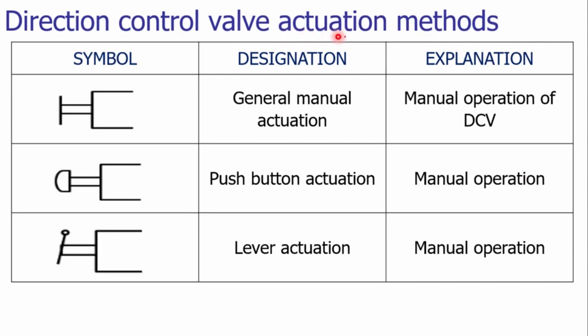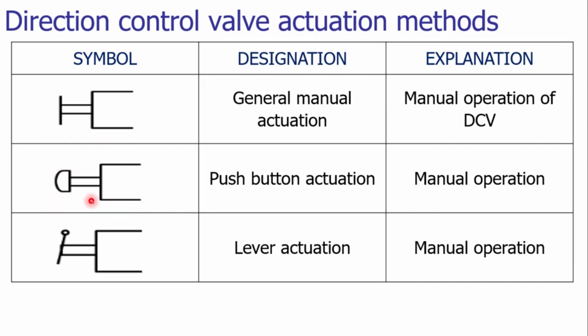There are various ways to represent the actuation methods. Consider a manual actuation method. If you want to control the valve by using manual actuation, we are using a simple symbol. The symbol has 2 parallel lines and a vertical line. So that designates it is manually operated. If we are using this kind of arrangement, it is called the push button actuation.